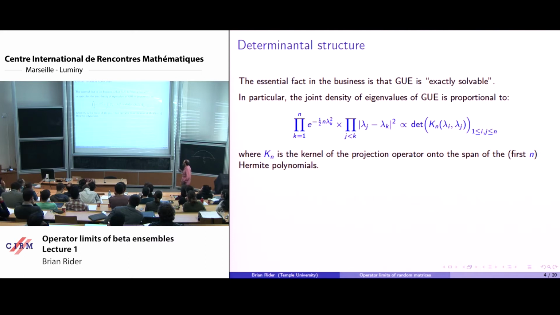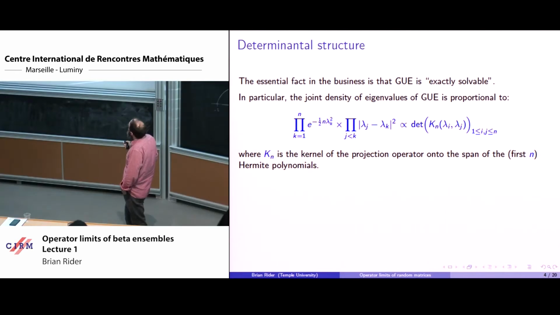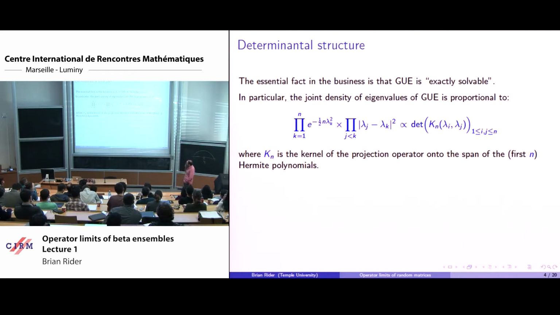And the right thing to do is to write this joint density, up to some proportionality constant, as some different constant perhaps, times the determinant where the ij entry of this matrix is a fixed kernel evaluated at lambda i, lambda j, and that kernel K_n is given by the projection onto the span of the first n Hermite polynomials, right? So that object is explicit in terms of classical orthogonal polynomials.